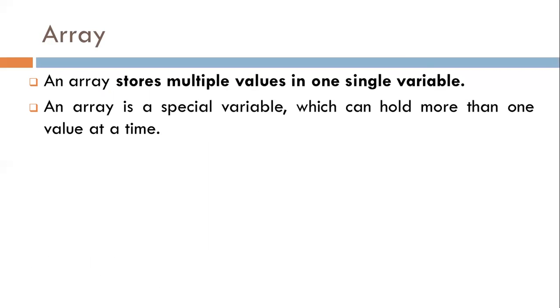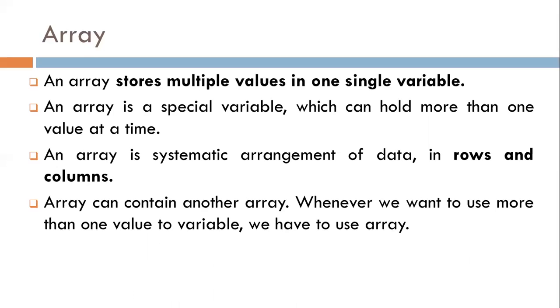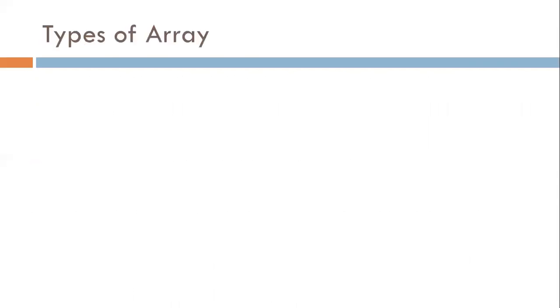Array is a special variable which can hold more than one value at a time. It is a systematic arrangement of data in rows and columns. Array can contain another array. Whenever we want to use more than one value in a variable, we have to use array.